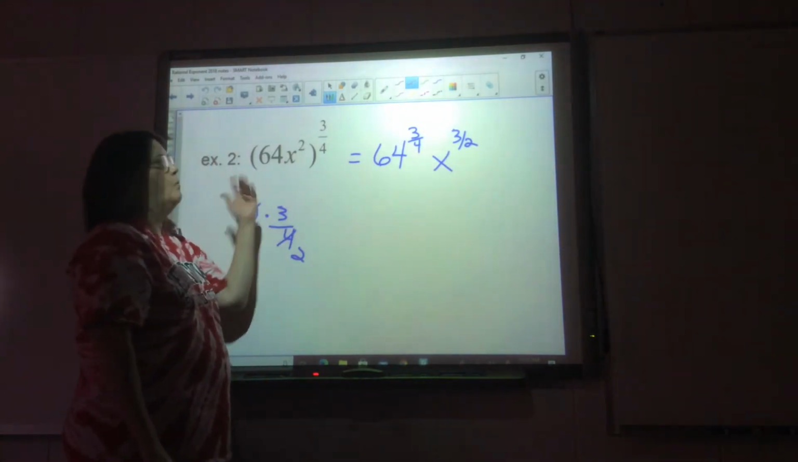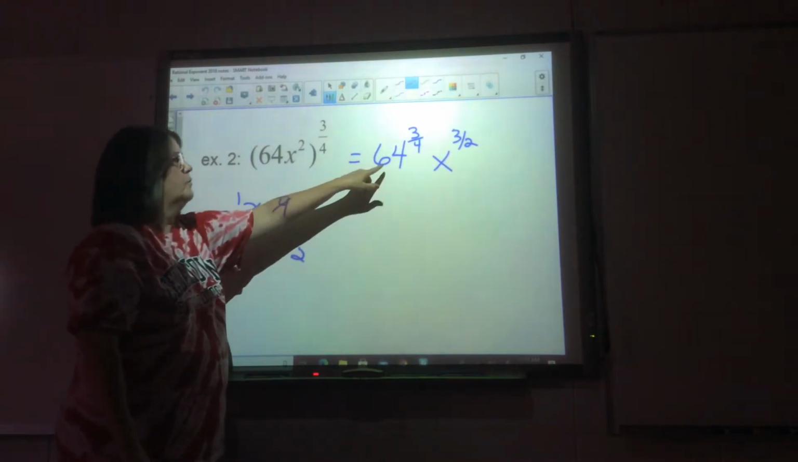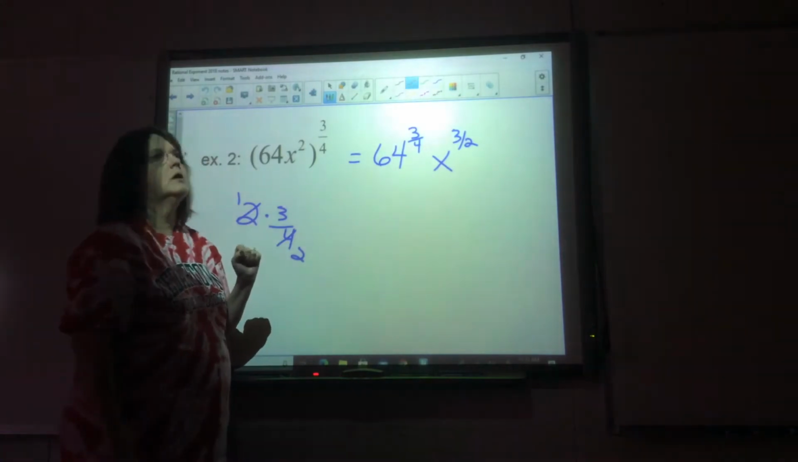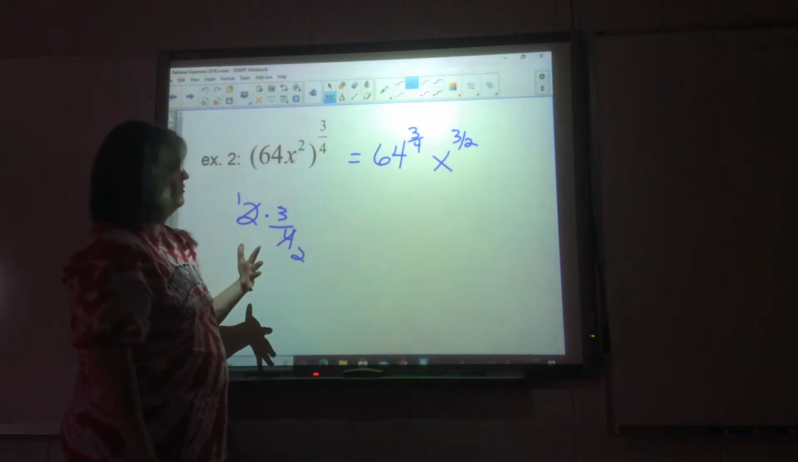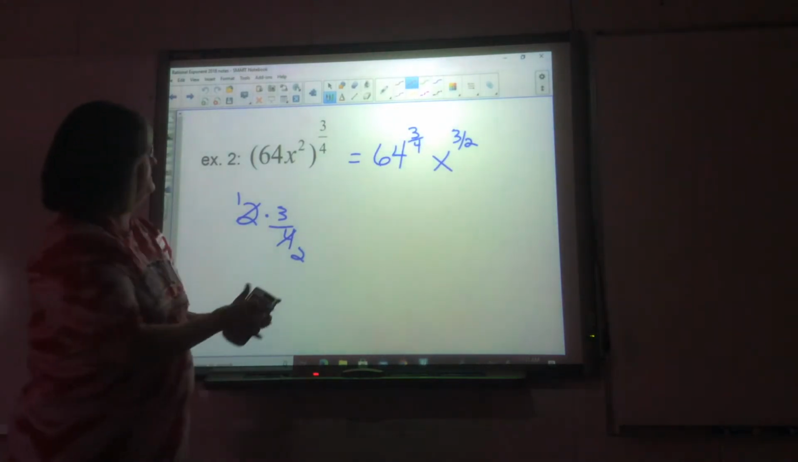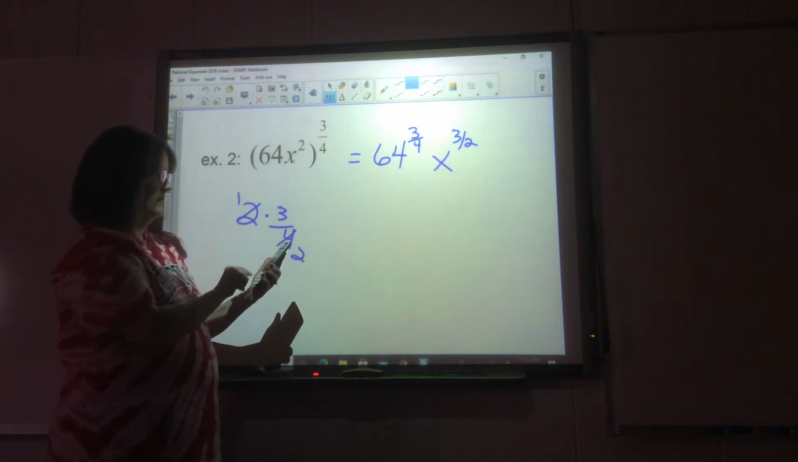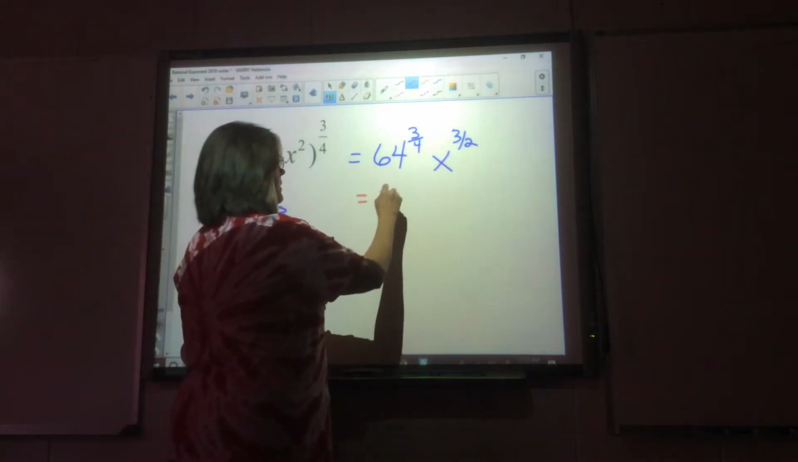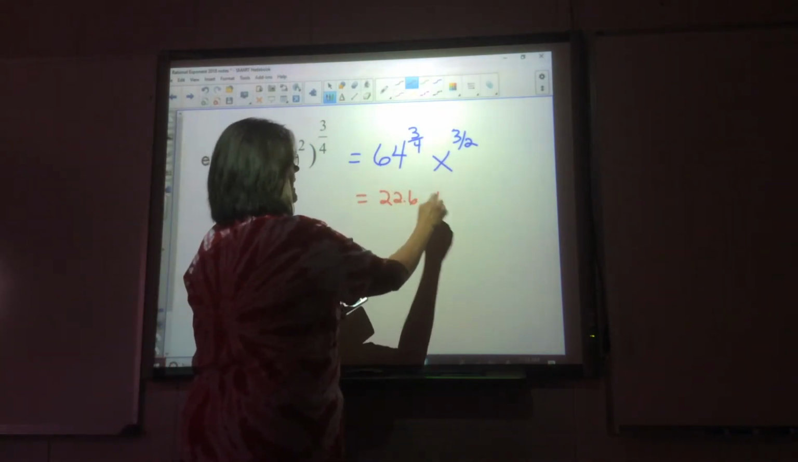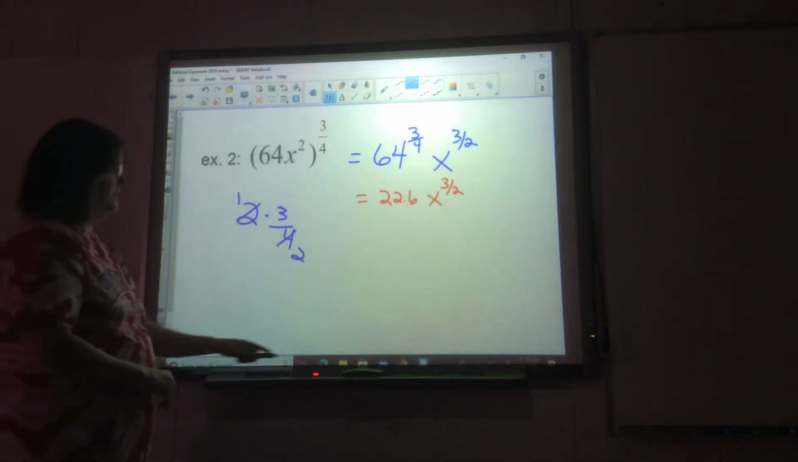Now remember that whatever is in here is taken to the same power. So 64 raised to the 3/4 power is what you want. You can put that in your calculator and see what it comes out to be. I'm going to put it in here because I want to see, and I did not realize I did not have that calculated. Oh, that's because it's a weird number. It's 22.6 and then x to the 3/2 power. Just leave it like that. If you're going to have fractional answers, that's okay.